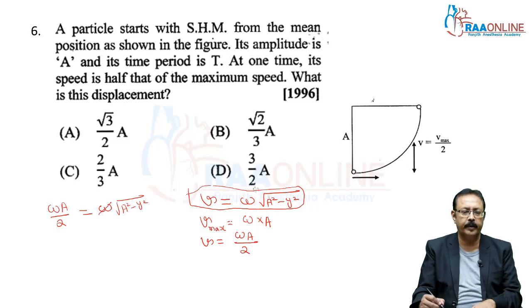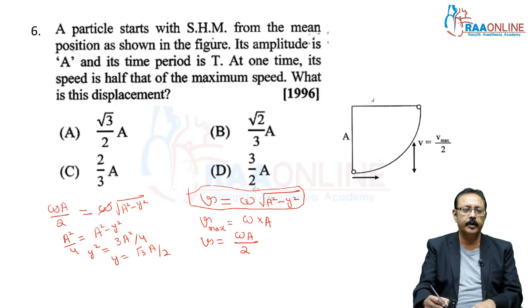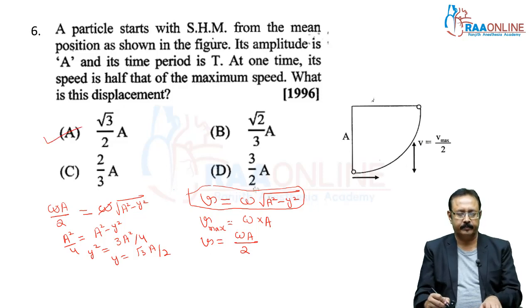Cancel omega with omega. By squaring both sides, what are we getting? A square by 4 is equal to A square minus y square. So, what is y square? A square minus A square by 4 means 3A square by 4. Plus minus means on both sides you will get this, but all options are positive. So I am taking only the positive option, root 3A by 2. So, I am going with option A.